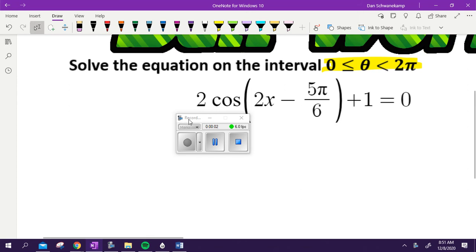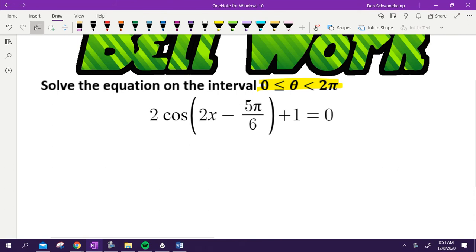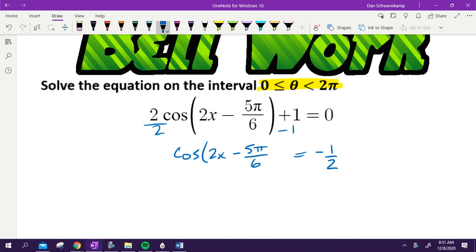All right, let's work through this bell work. Again, a little bit complex here. Don't let the complexity weigh us down, okay? It's going to be a little bit strange. Haley said we are going to subtract 1 and then divide by 2. So we're going to get negative 1/2 cosine of 2x minus 5 pi over 6. So we subtracted 1. We divided by 2. We got to that point. Wonderful. Matthew, what can I do next?